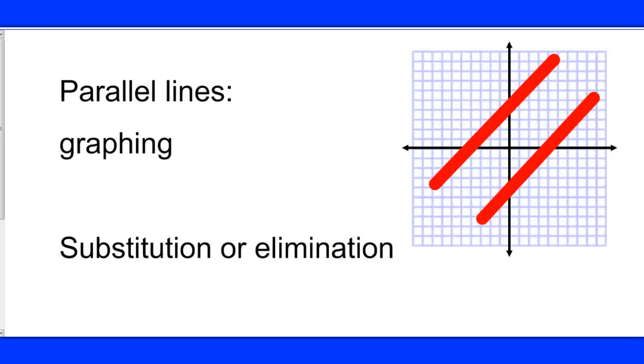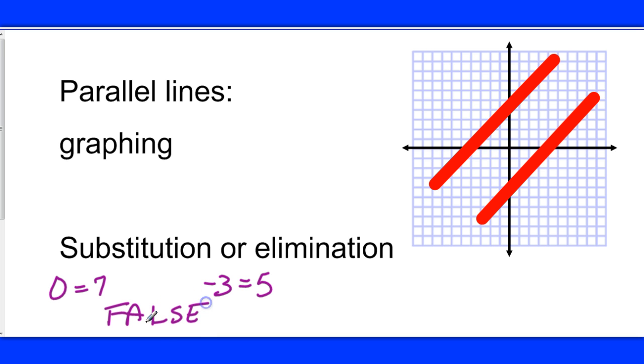Parallel lines, if you're looking at a graph, you're going to see them. You're going to see two lines tilted in the same direction. They do not touch. If you are using substitution or elimination, you're going to be working along, and all of a sudden, the variables are going to disappear. They're gone. And you're going to end up with something like 0 is equal to 7, or -3 is equal to 5. You're going to end up with a statement that is false.